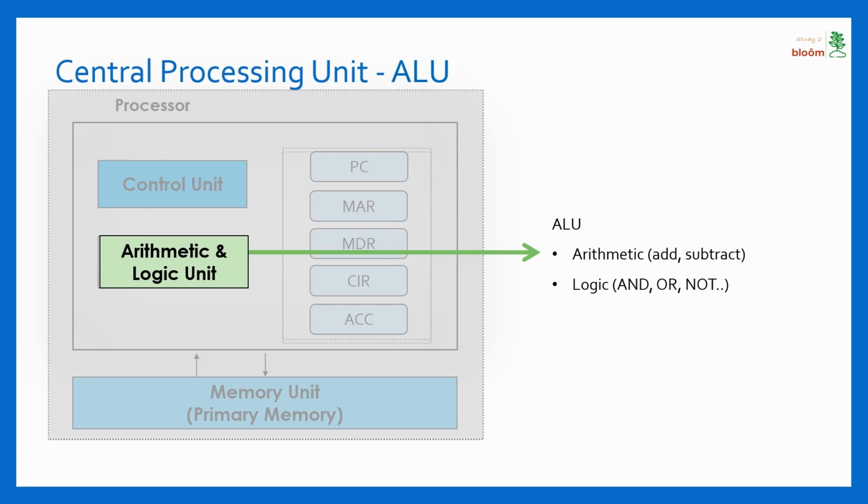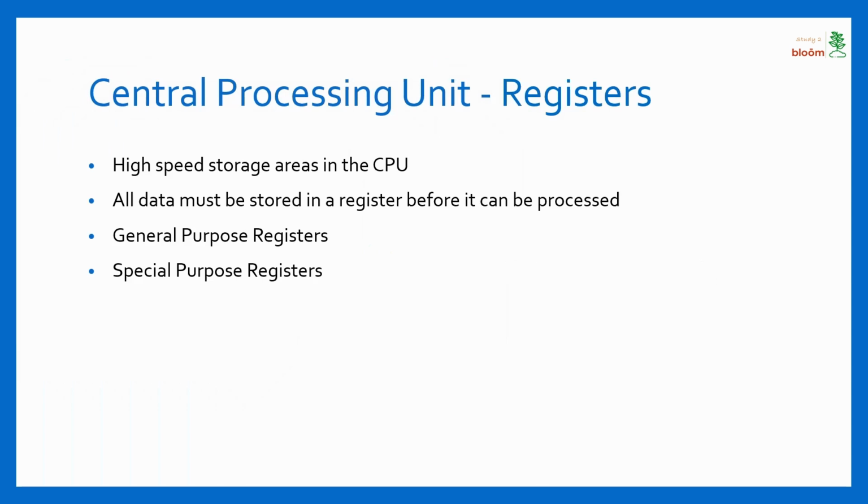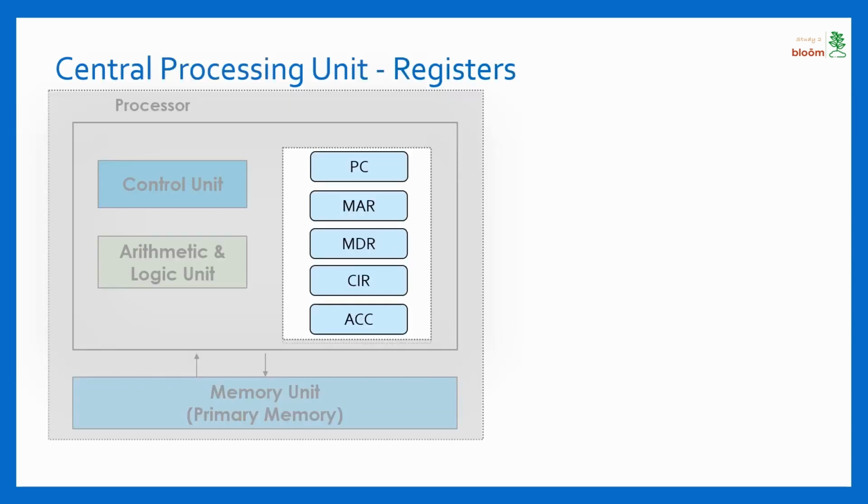ALU or the arithmetic logic unit is an important component in the CPU. It carries out arithmetic operations such as addition, subtraction, as well as logical operations like AND, OR, NOT for the given instructions. Registers are high-speed storage areas in the CPU. All data must be stored in a register before it is processed. There are two types of registers: general purpose registers and special purpose registers.